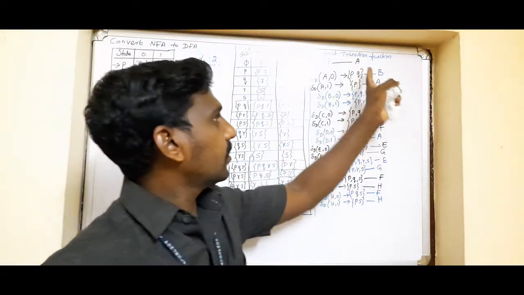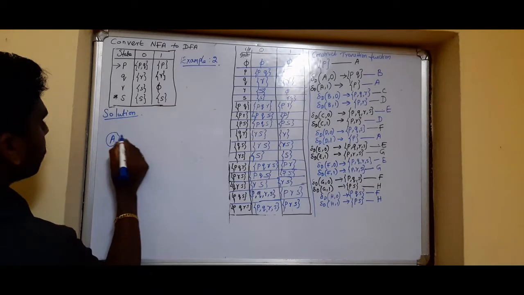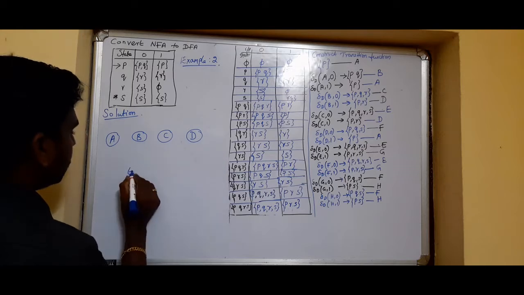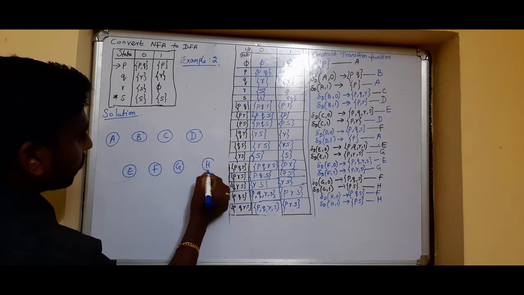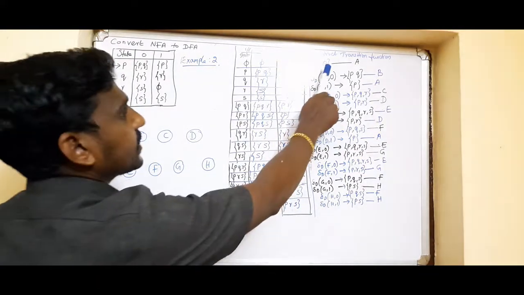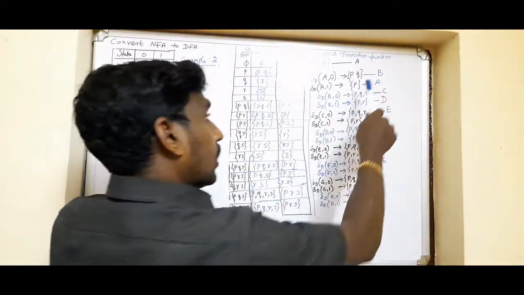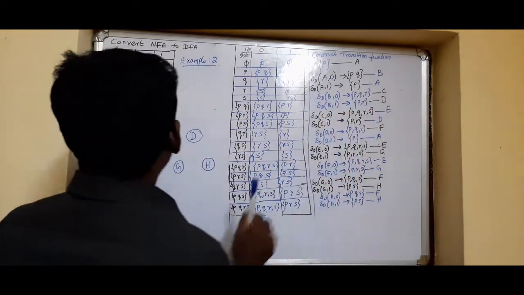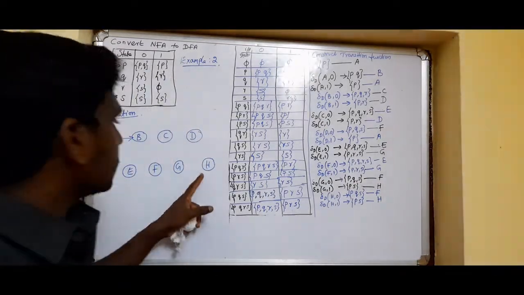Okay, how many states did I get? A, B, C, D, E, F, G, H, right? So A, B, C, D, E, F, G, H. So I want to mark which one is the starting state and the accepting state. The starting state is P, that is A. So the starting state. And now I have to mark what is A comma 0. A comma 0 is B. So it goes to B.